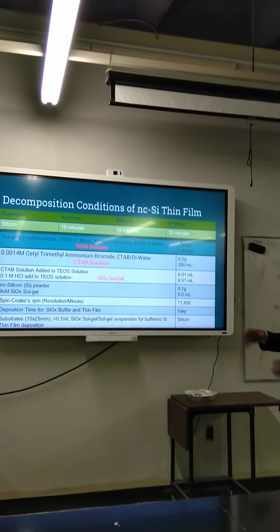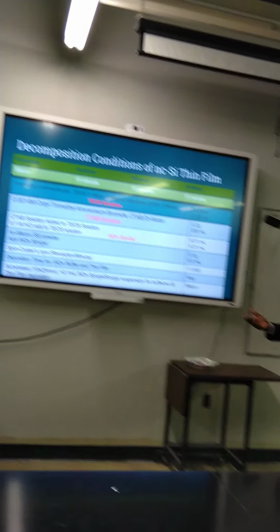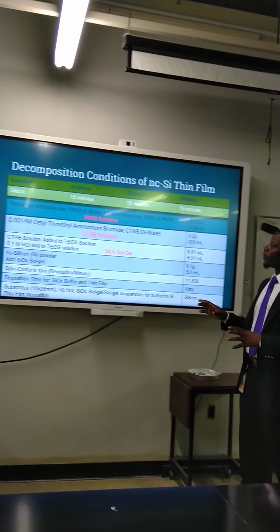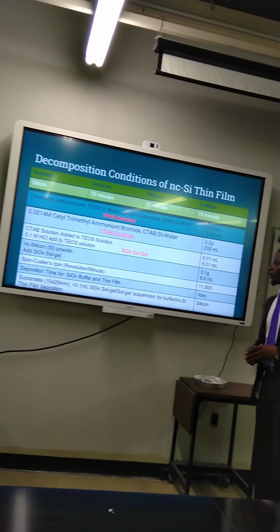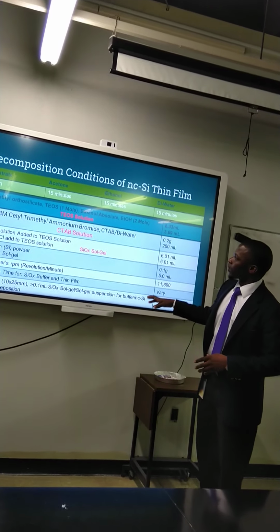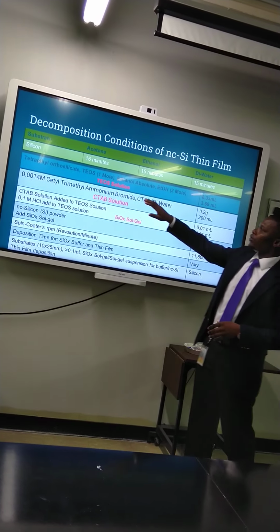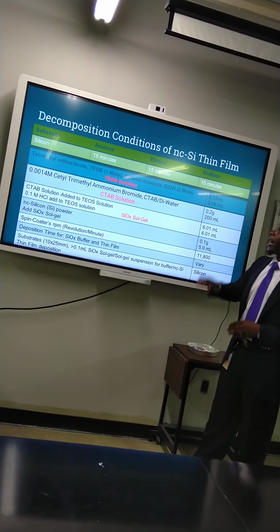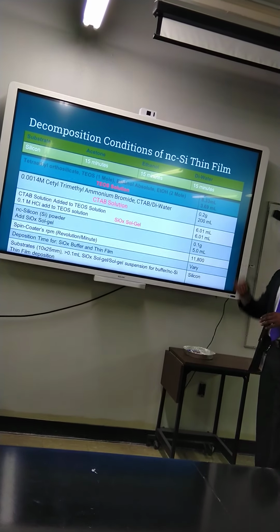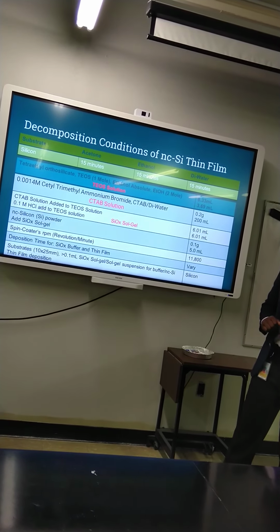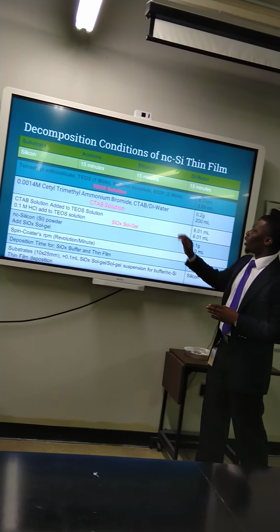So the deposition conditions of the nanocrystal silicon thin film, this summarizes what took place up until the end of our lab. So I used the silicon substrate, and then I cleaned using acetone for 15 minutes, ethanol for 15 minutes, and DI water for 15 minutes. After that, this is how it breaks down what took place.